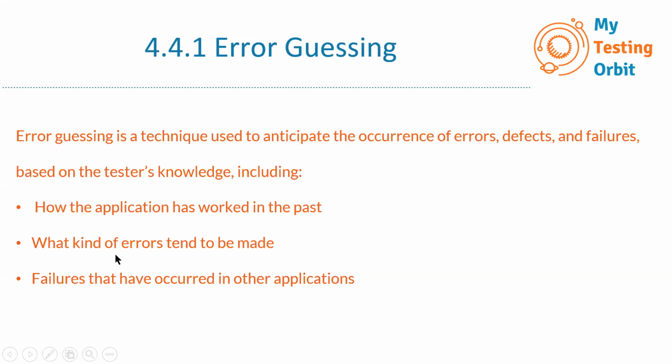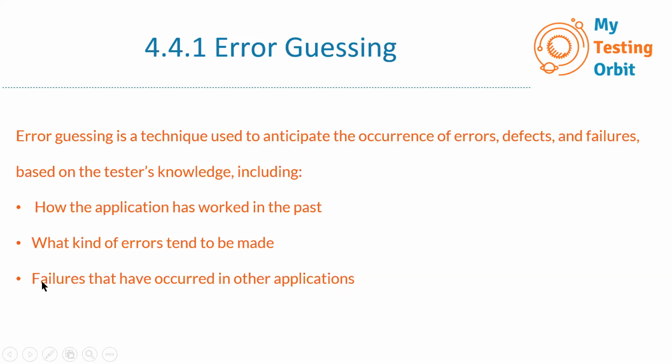Okay, the second one is what kind of errors tend to be made. Again, someone can know which errors tend to be made only if earlier they have seen a similar system and they know that these kinds of errors were there earlier, and this time we can try to make sure that those kinds of errors don't occur again.